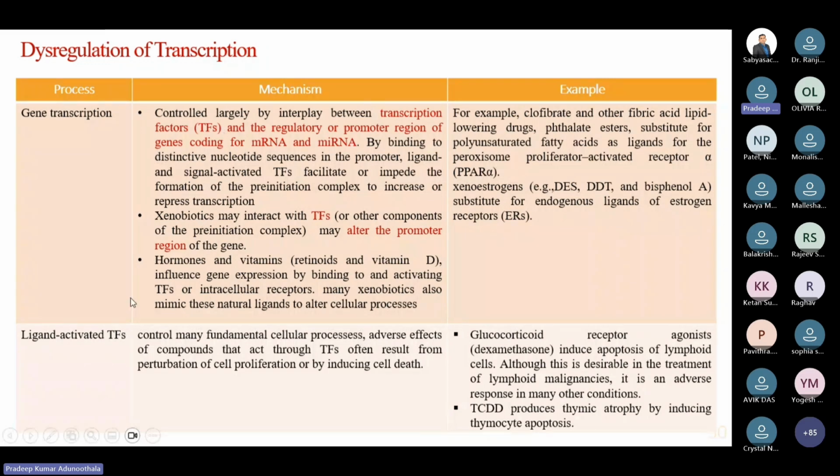The second one is ligand activated transcription factors. These transcription factors control many fundamental cellular processes, where adverse effects of compounds act through the transcription factors and result in disturbance of cellular proliferation or induce cell death. An example is the glucocorticoid receptor agonist dexamethasone, which induces apoptosis of lymphoid cells. Though this is desirable in treatment, it can lead to lymphoid malignancies, and that malignancy is a toxic effect. Another is TCDD, which produces thymic atrophy by inducing thymocyte apoptosis.